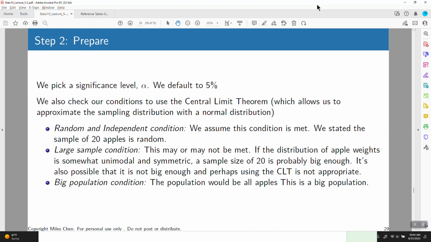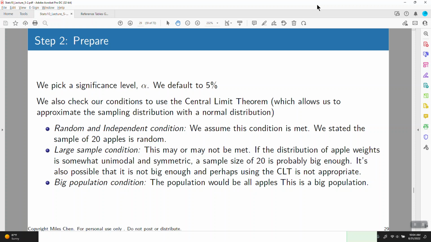it said we selected a random sample of 20 apples. And again, I don't know if this is actually possible. How do you get a truly random sample of 20 apples? I don't know, but maybe our population will just be all the apples at the grocery store or something. But we select a random sample.